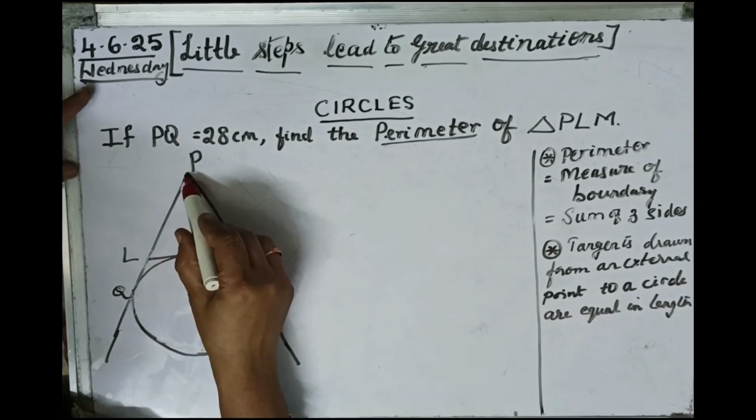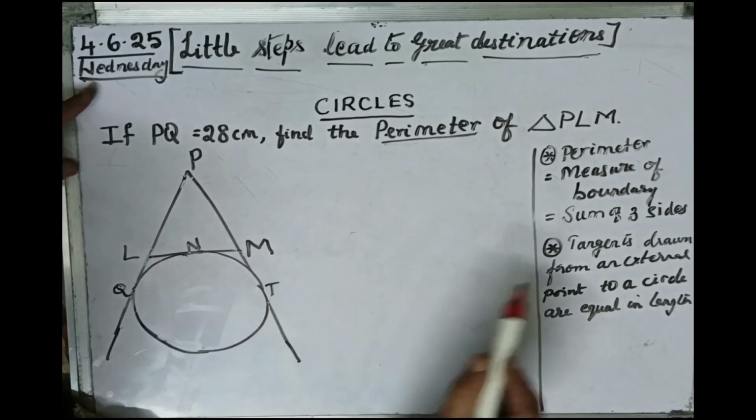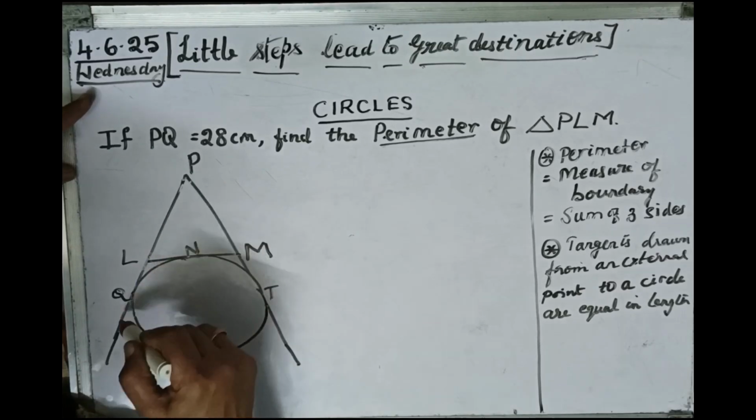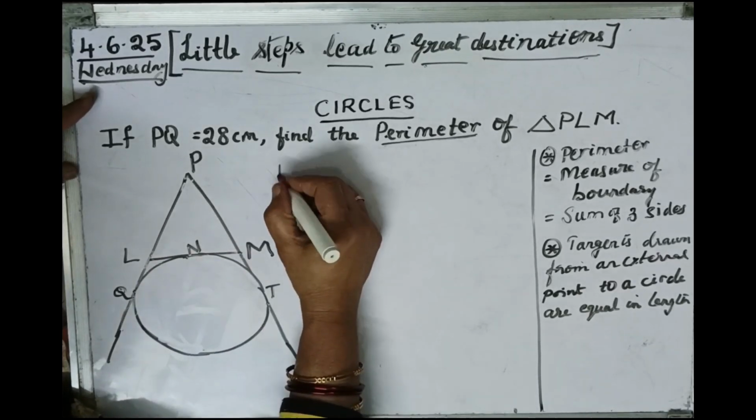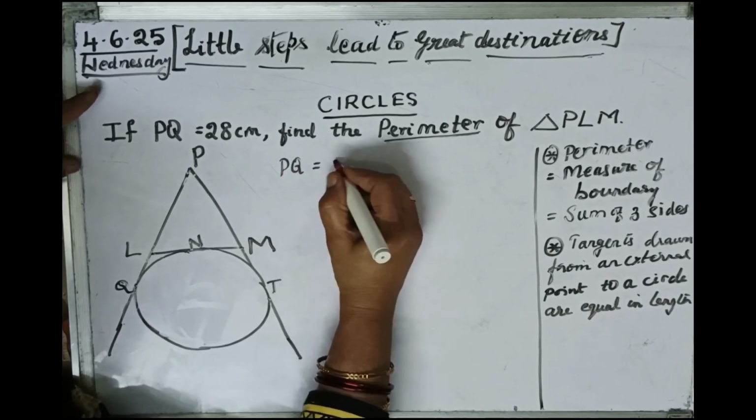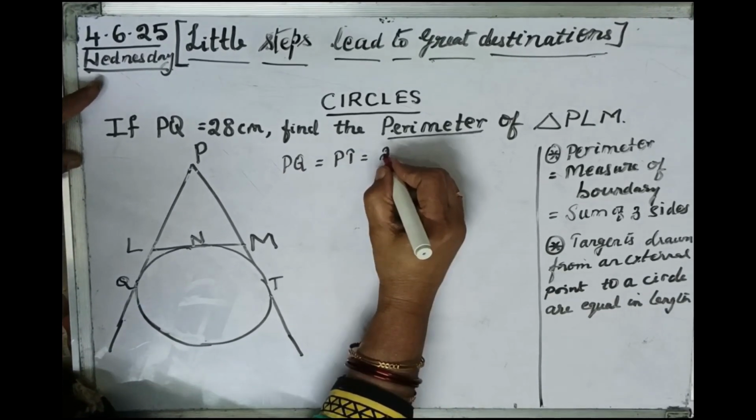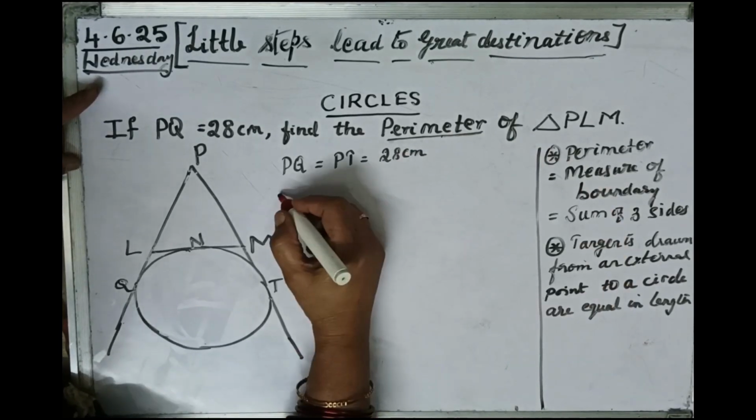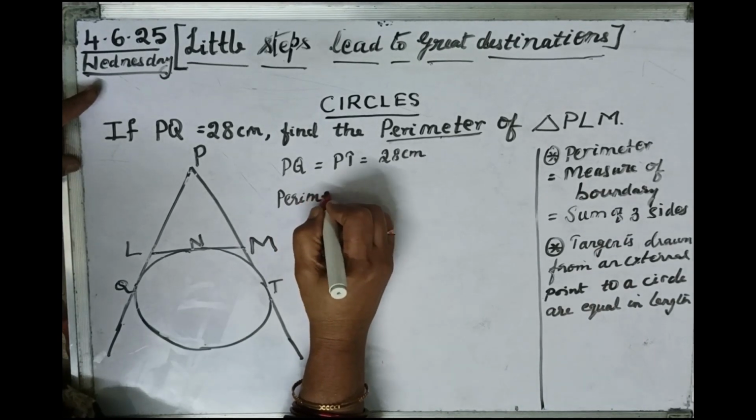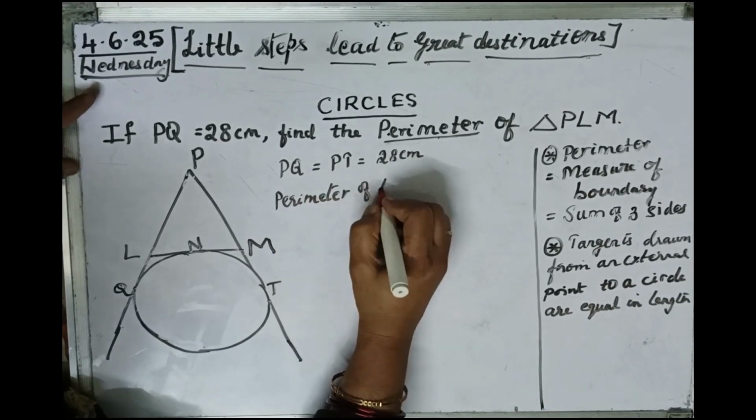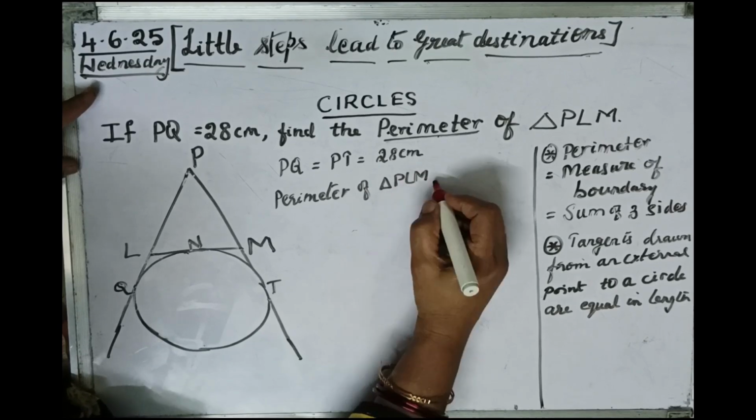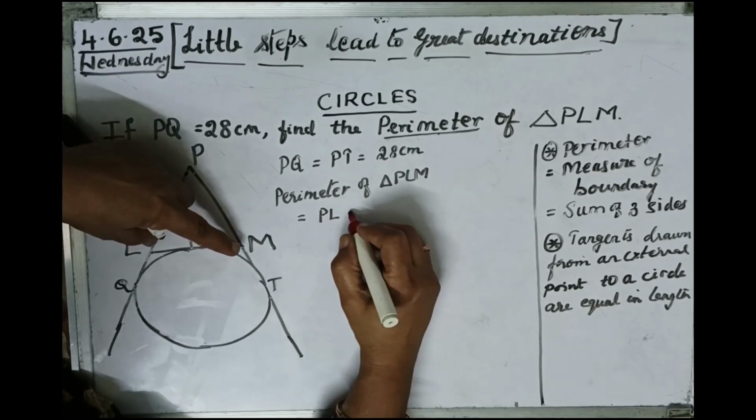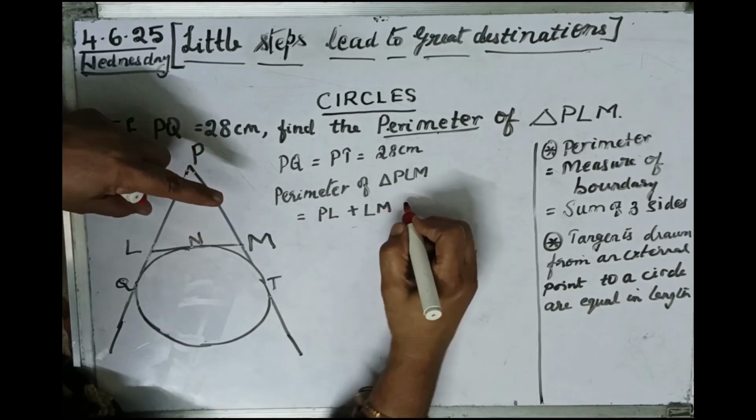First of all, we can see PQ and PT are the two tangents drawn from the external point P to the circle. So obviously PQ's length and PT's length will be equal. So let us write that PQ is equal to PT is equal to 28 centimeter. So next is the perimeter. What we are going to find? We will write it, perimeter of triangle PLM is the sum of three sides, which is PL plus LM plus PM.